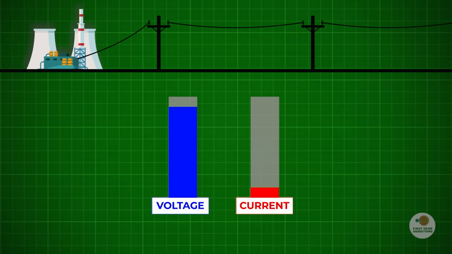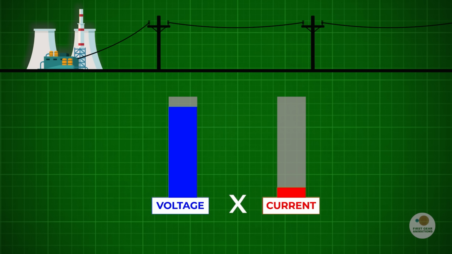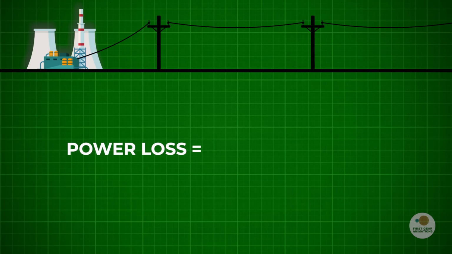That's because the amount of power we need to deliver remains the same, and power is the product of voltage and current. But here's the catch. As electricity travels through the transmission lines, some of it is inevitably lost as heat. That loss is given by the equation: power loss is equal to the current squared multiplied by the resistance. Notice that the current is squared.